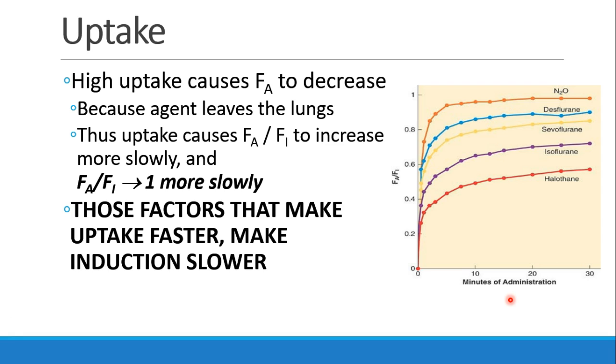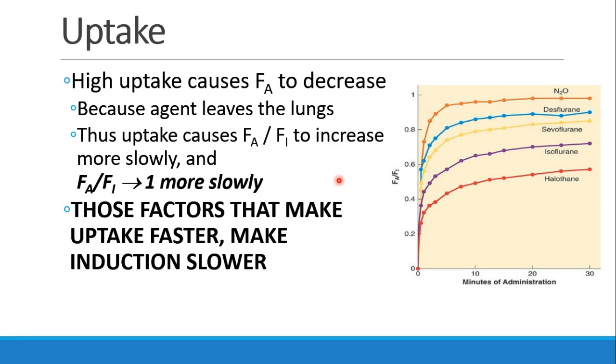So putting this in terms of uptake, when uptake is high, it means that FA decreases. Every time I put agent from the circuit into the lungs, it goes from the lungs to the blood because uptake is high, so FA drops again. My goal was to build up FA, but it keeps dropping. So uptake causes the FA over FI ratio to increase more slowly because it keeps dropping FA, and if FA over FI is going to 1 more slowly, that's called slow induction. So what we see happening here is that the factors that make uptake faster actually make induction slower.